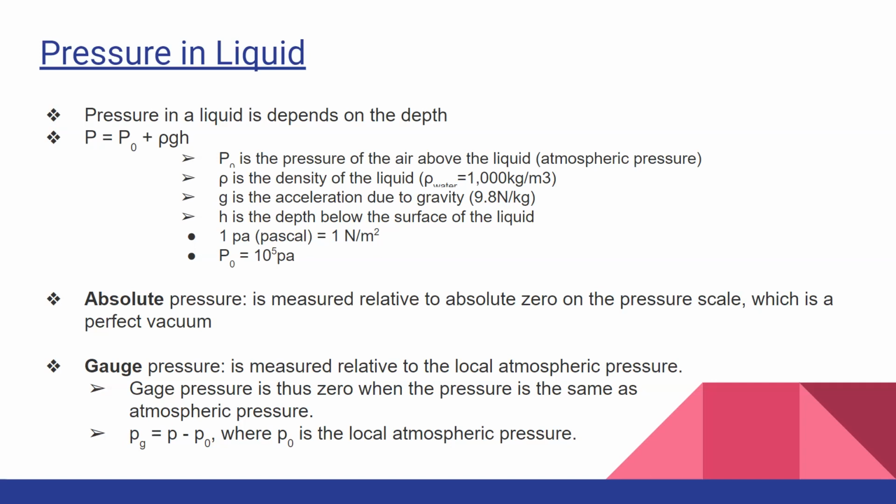So we have two types of pressure. We have atmospheric pressure, which on Earth, the pressure that is exerted by the atmosphere onto the surface of the Earth is about 1.01 times 10 to the power 5 pascals, which is the SI unit of pressure.